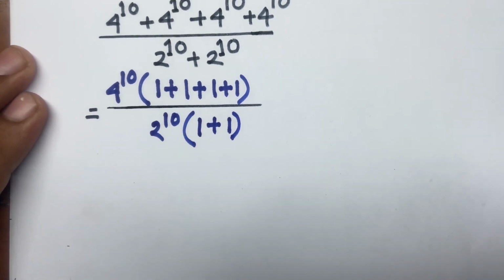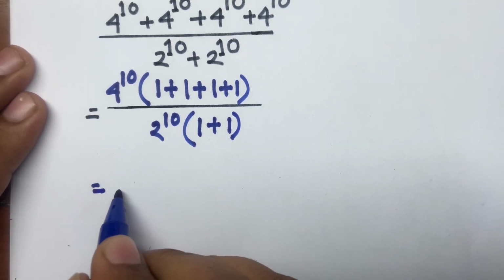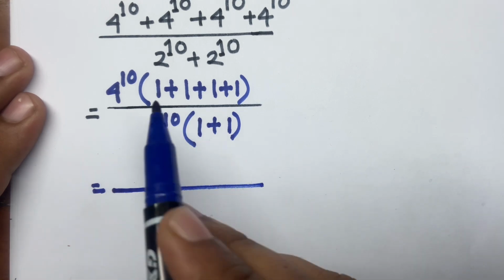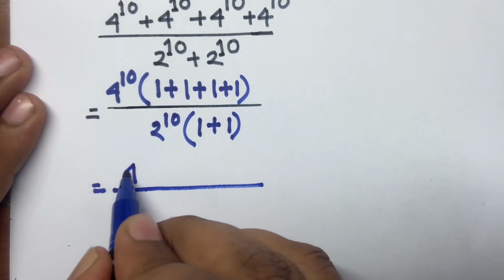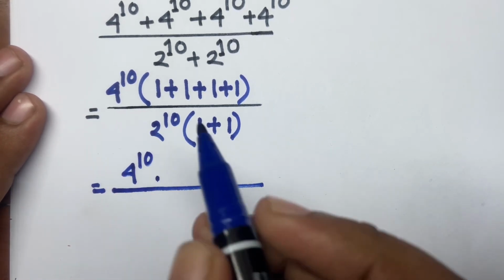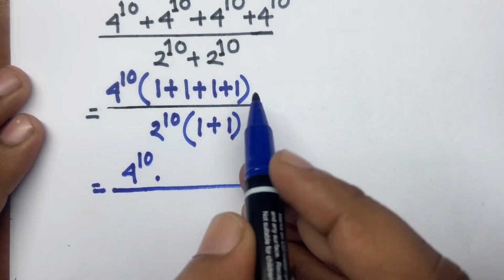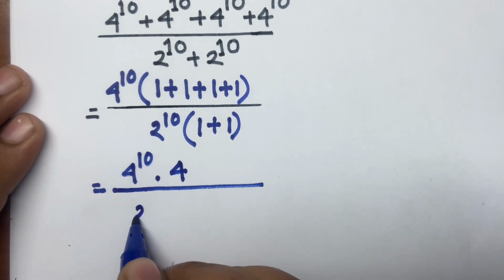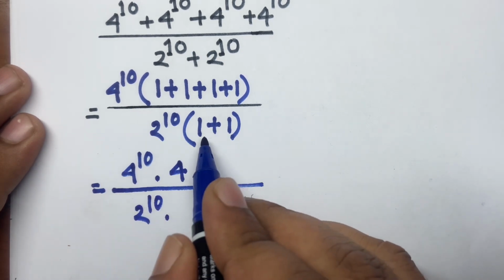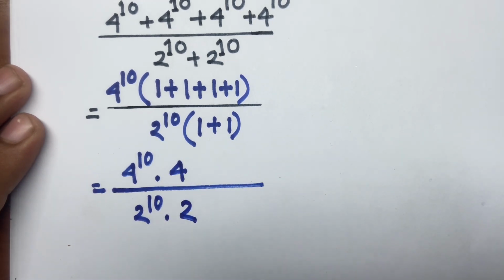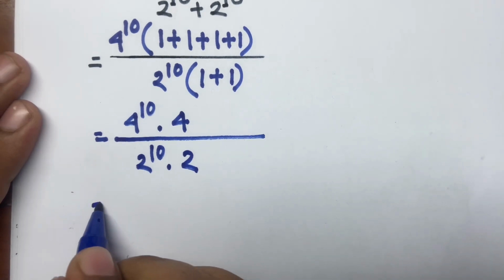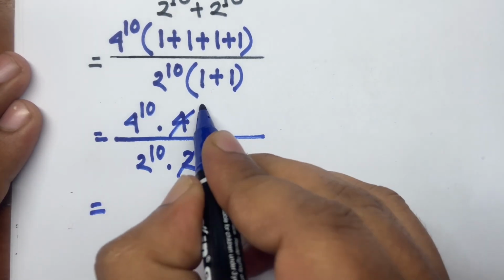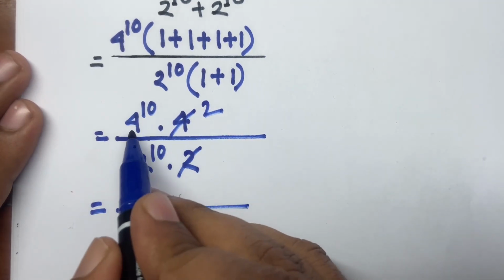Now here is 4 to the power 10, here is 1 plus 1 plus 1 plus 1 equal to 4, and here is 2 to the power 10 and here is 1 plus 1 equal to 2. Now 4 divided by 2 is equal to 2, and here is 4 to the power 10.